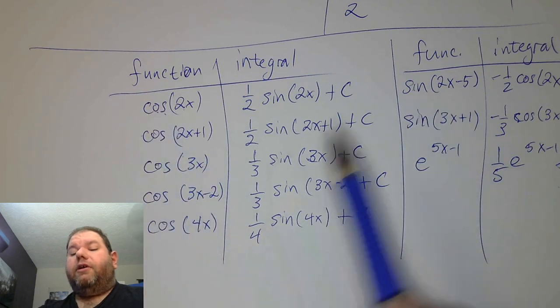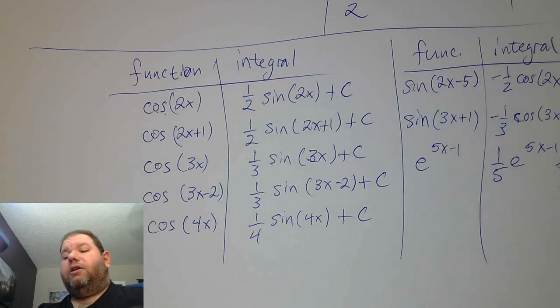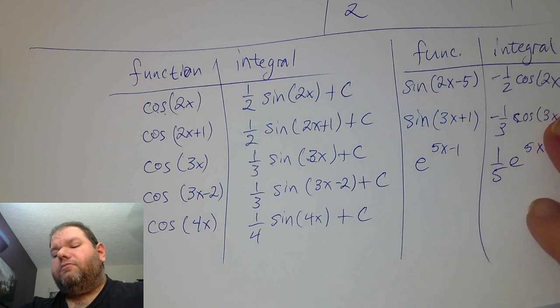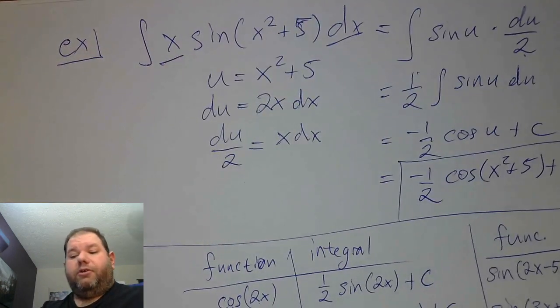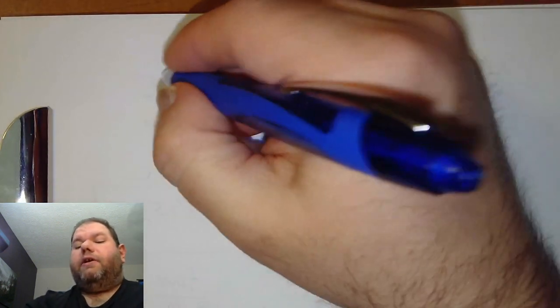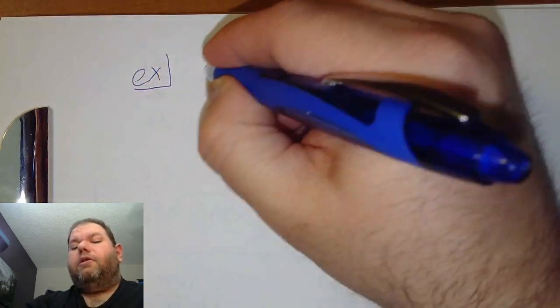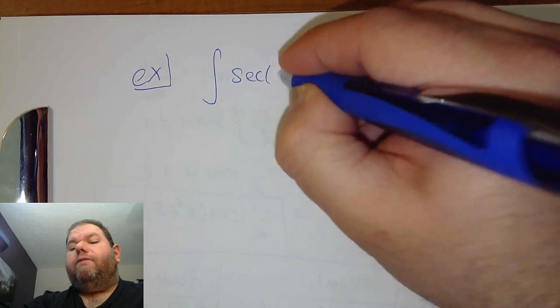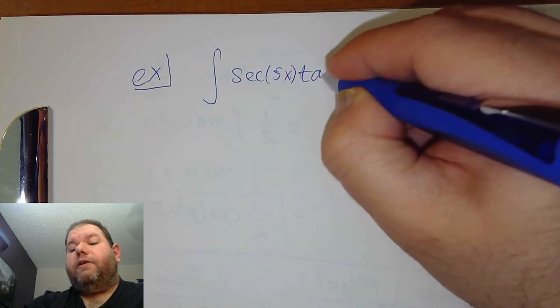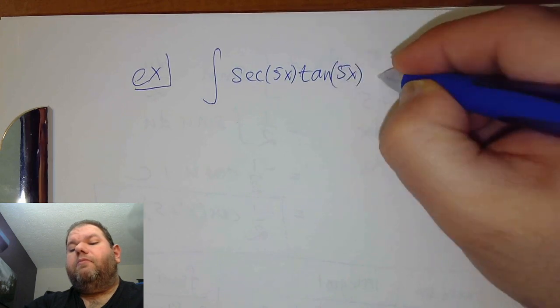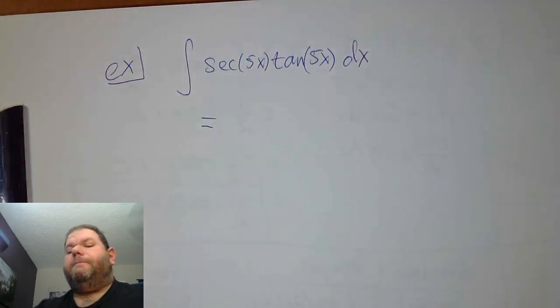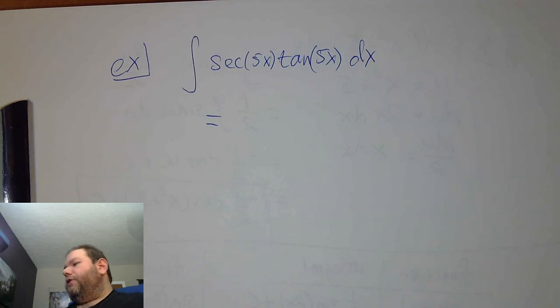So it applies to cosine, to sine, to e. It actually applies to, let me show you another example. I'll flip the page over for this. It even applies in a case such as this one, where you might have secant 5x tangent 5x dx. Now we know the integral of secant tangent is secant, so what do you think this is going to turn out to be?